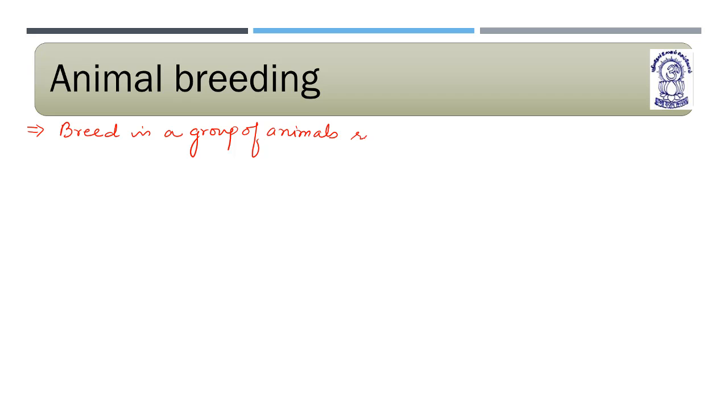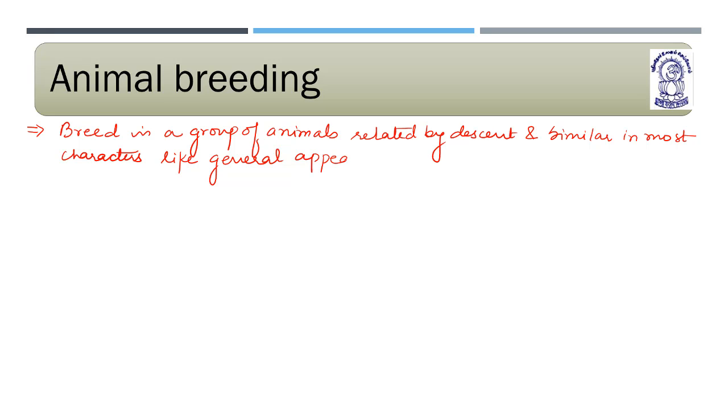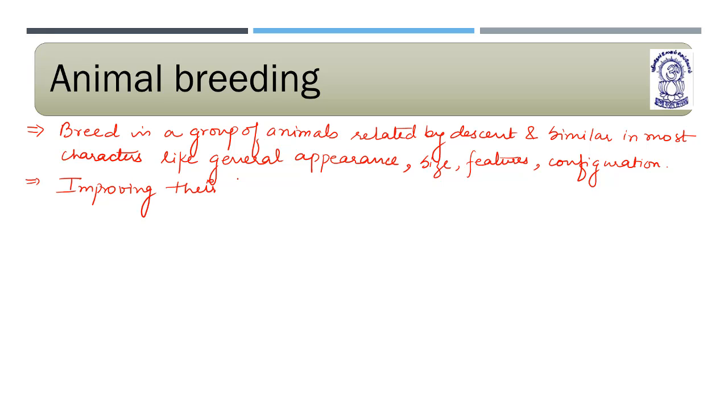related by descent and similar in most of the characters, like general appearance, size, features, configuration, etc. Animal breeding is producing improved breeds of domesticated animals by improving their genotypes through selective mating.